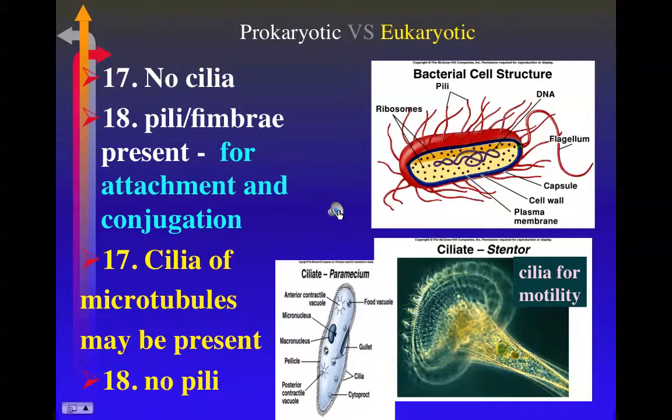Prokaryotic cells and eukaryotic cells have other kinds of different structures. Cilia, for one. You'll never find cilia on a prokaryotic cell. You may find cilia on certain types of eukaryotic celled organisms, especially the single-celled protists like Paramecium and Stentor.